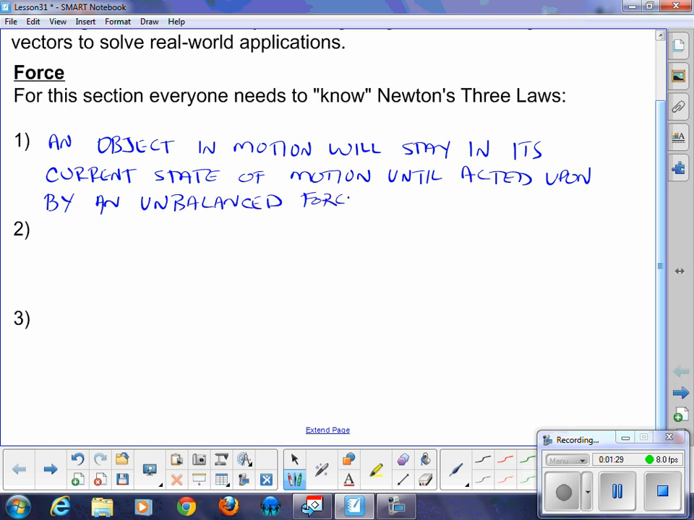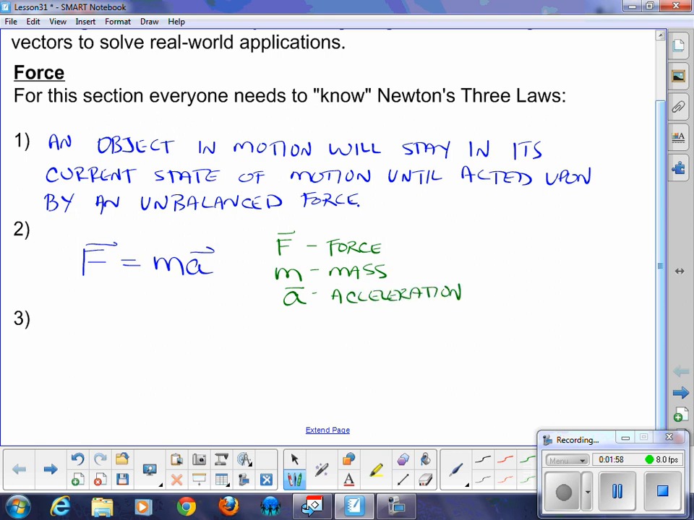All right, so that one, again, it's really the second one that matters. The second one is F equals ma. That's Newton's famous second law, and it calculates force. F is force, m is mass, and a is acceleration. If we're talking about Earth's gravity, we are going to set a equal to 10 meters per second squared. It just makes the math easier, and it's a vector, so acceleration is always downward.